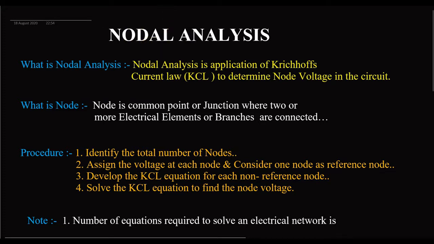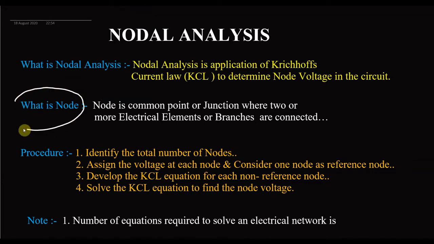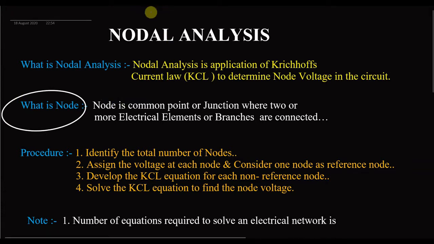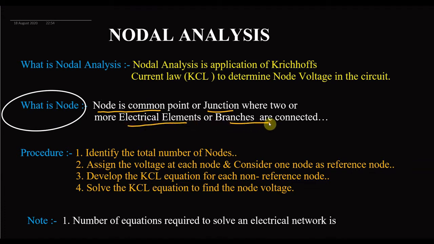So basically, when we discuss nodal analysis, we first have to discuss this point, which is what is a node. This point is most important. What is a node? I have written here a simple definition. A node is basically called the common point or the junction where two or more electrical elements or branches are connected. So if this type of situation comes in a network, where two or more elements or branches are connected, then that point is basically called the node.